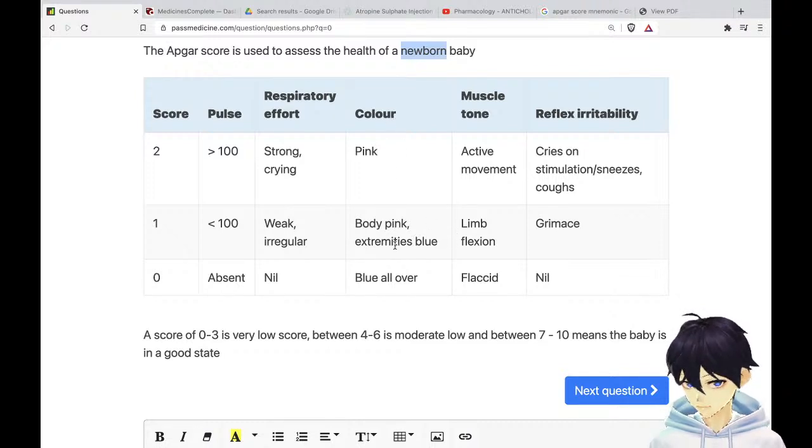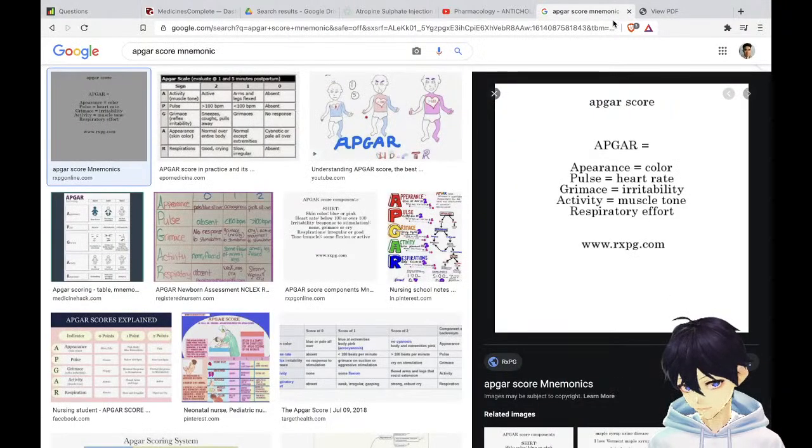Appearance, pink. Body pink, extremity blue or blue all over. P for pulse, right? More than 100, less than 100, absent. G for grimace or reflex irritability. Cries on stimulation, grimace or no reaction. A for, I got something wrong already, didn't I? Let's look again. Activity. No, so far okay.